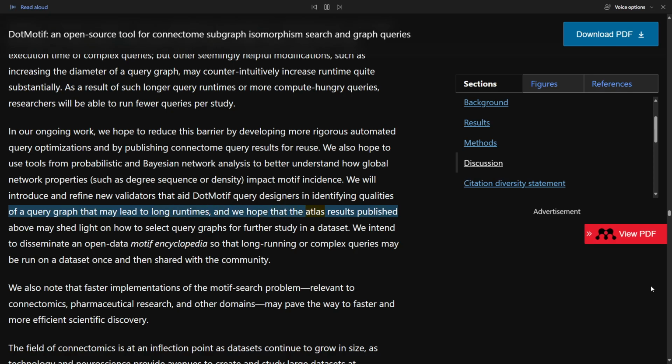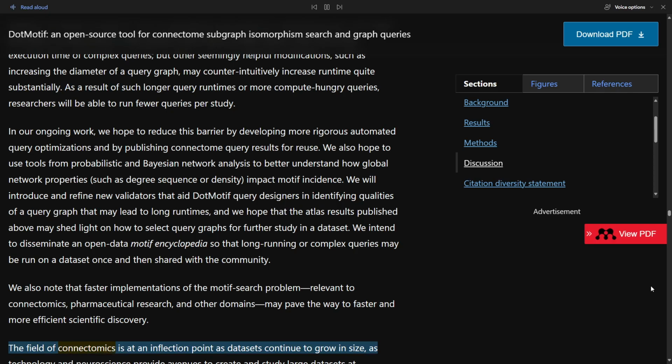And we hope that the Atlas results published above may shed light on how to select query graphs for further study in a dataset. We intend to disseminate an open data motif encyclopedia so that long-running or complex queries may be run on a dataset once and then shared with the community. We also note that faster implementations of the motif search problem, relevant to connectomics, pharmaceutical research, and other domains, may pave the way to faster and more efficient scientific discovery.